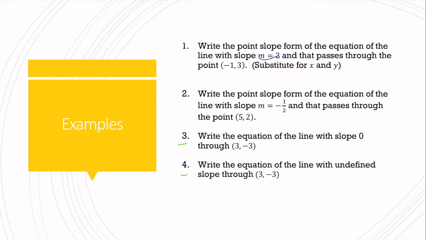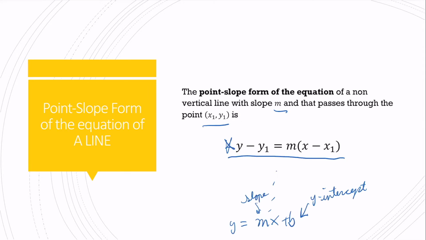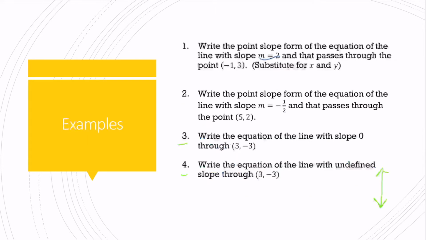Now for numbers 3 and 4, I want to write the equation of a line with 0 slope through the point when x is 3, y is -3, and I want to write the equation of the line that has undefined slope through 3, -3. Now remember that when you have an undefined slope, that's going to be a vertical line. And there was a tiny little caveat in our definition of point-slope form, and that was that point-slope form is for a non-vertical line. So it doesn't work for a vertical line. But we still need to figure out how to find the equation of this line. So let's go to a nice clean space and we'll work through this problem.